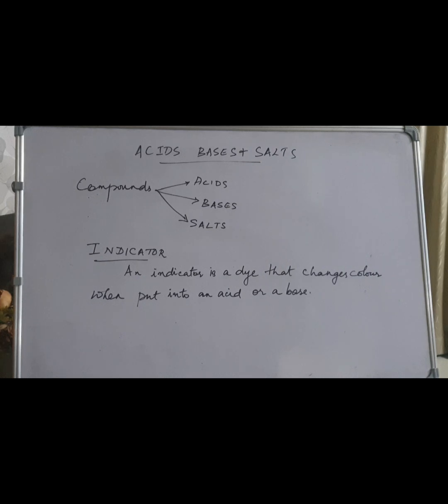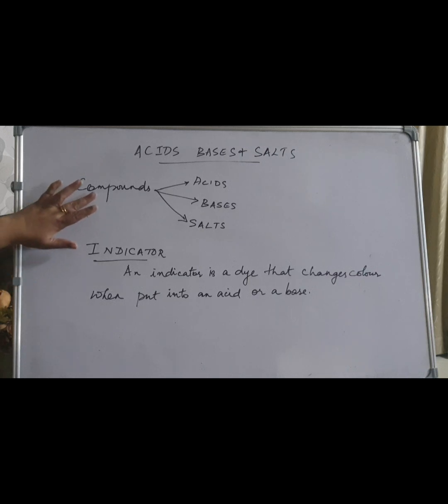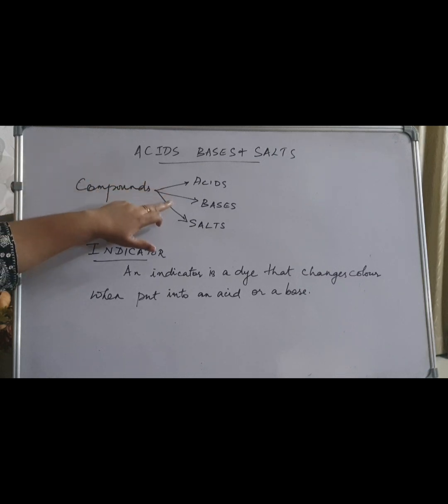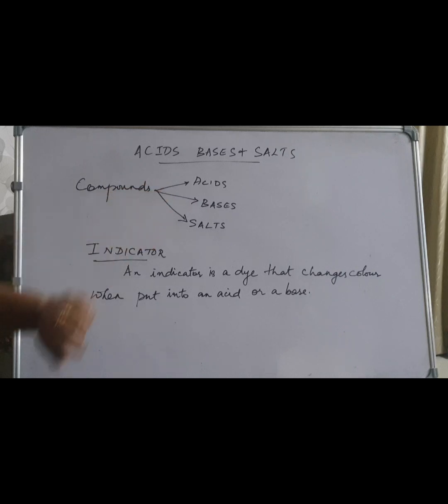Coming to the next chapter, that is acids, bases, and salt. You might have learned what you mean by an element, what is a compound, and what is a mixture. In this chapter, compounds are classified into three. What are they? Acids, bases, and salt.